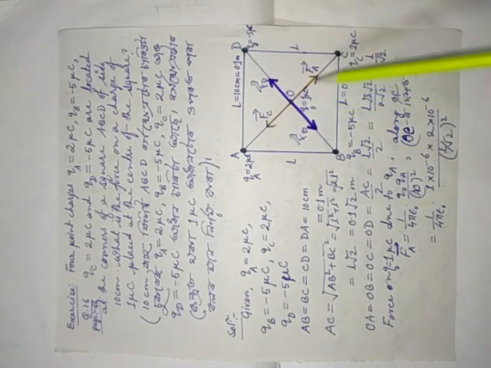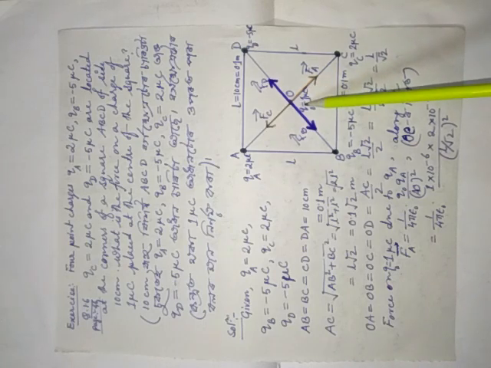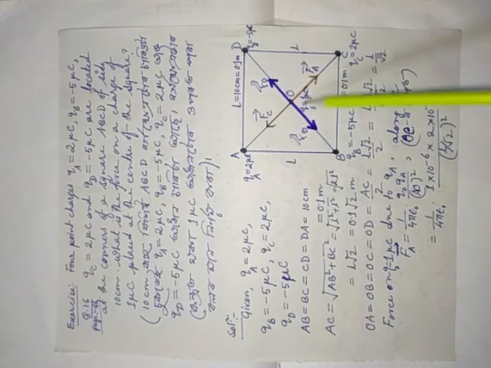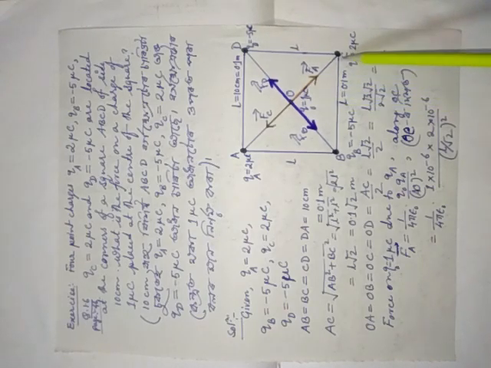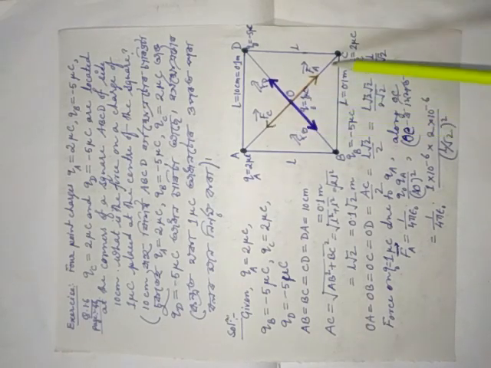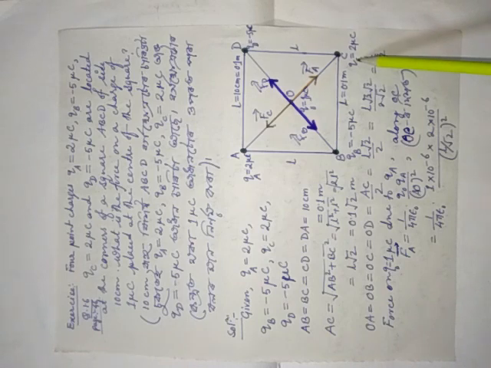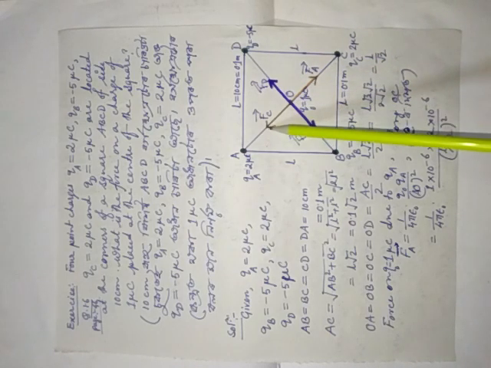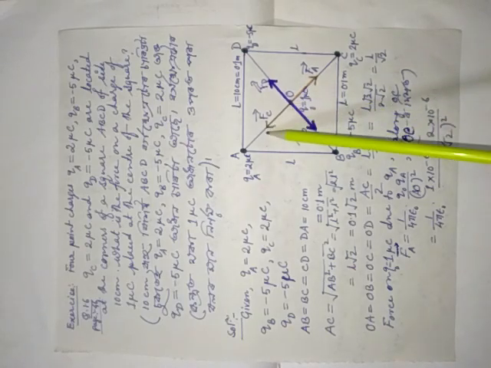Similarly, force on 1 microcoulomb due to charge QC, it will be what? They will repel each other because both of them are positive. Now it will be along this direction. That means due to charge at C, that means QC, the force on 1 microcoulomb will be along this direction. That means it will repel along this direction.